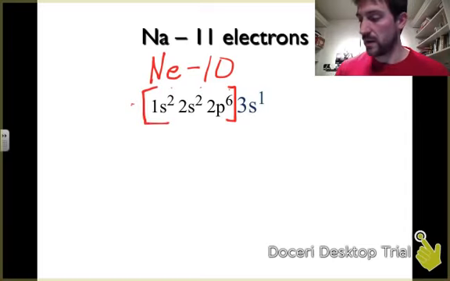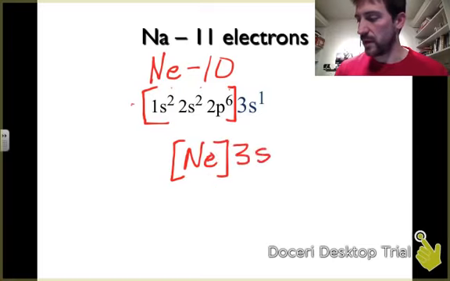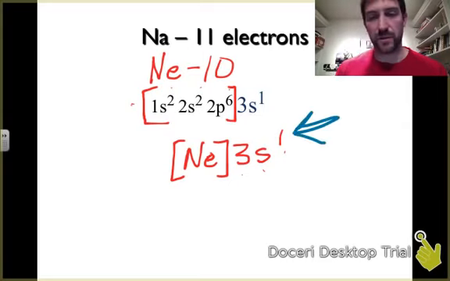configuration of neon. We can write that out as Ne and then whatever's left over, 3s1. We've got the third energy level, s shape, 1 electron, and if we were trying to figure out valence electrons, we now know that this is how many valence electrons we have. And in the case of sodium, we have 1.